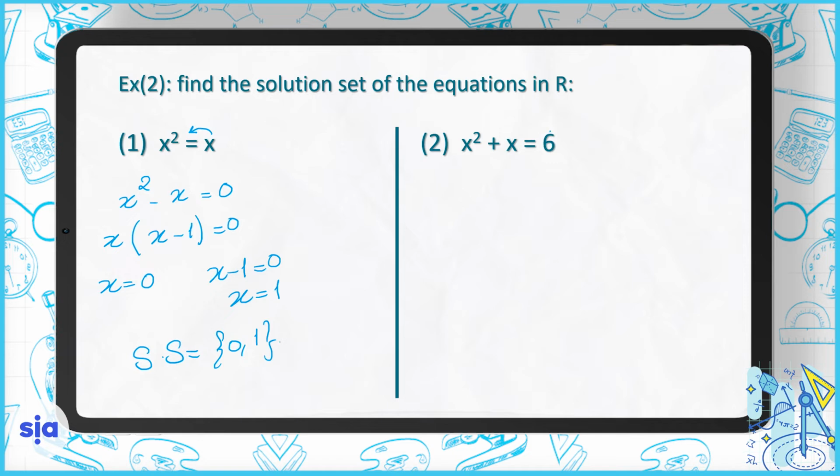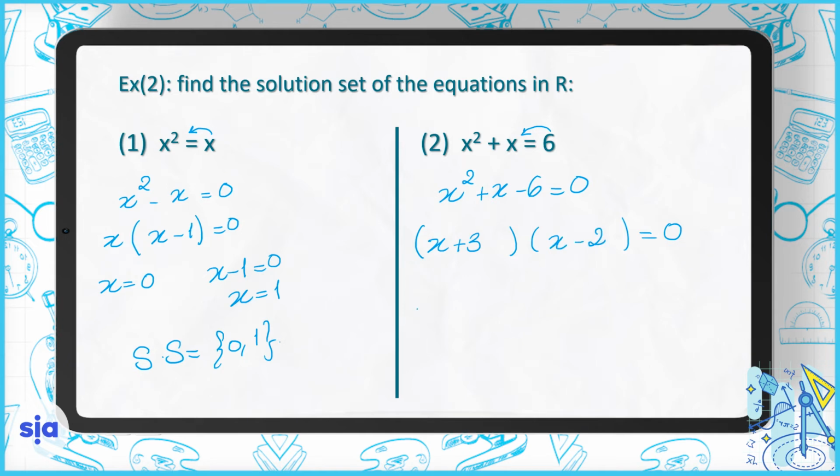Before you factorize, you have to make it equal 0. So the 6 goes inside. X squared plus x minus 6 equals 0. Yes, normal factorization now. I want two factors of 6. Their difference is 1.